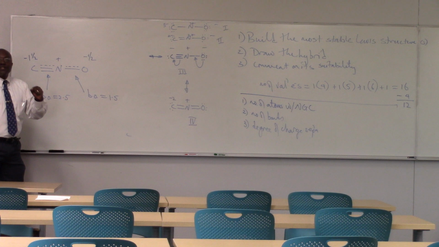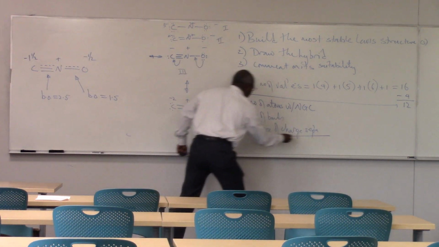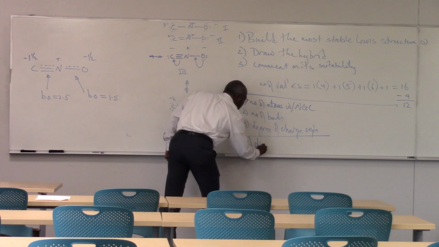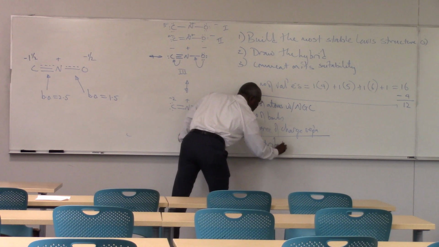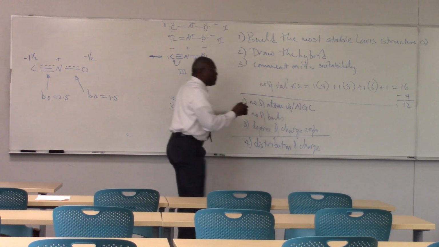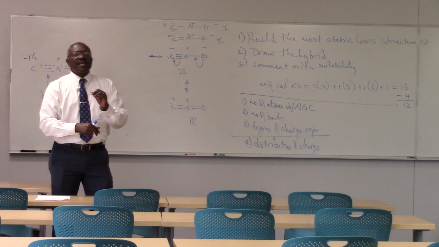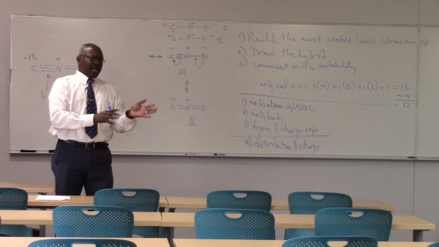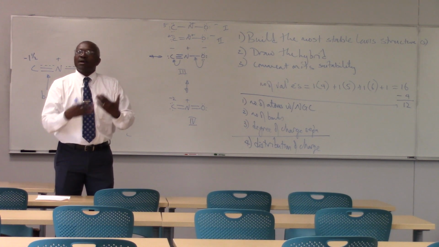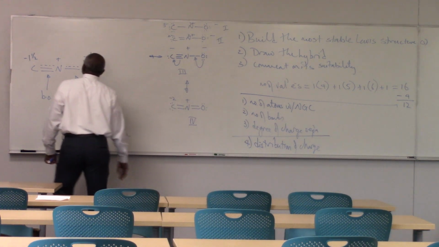Okay, comment on its suitability. What it's asking you to do is to invoke the fourth factor, which is the distribution of charge. In other words, now that I've built the hybrid based upon the two most stable structures, is that really the best looking hybrid? Is that really a good representation of what the species should look like? And here's what I'm going to do. I'm going to ask, okay, fine.